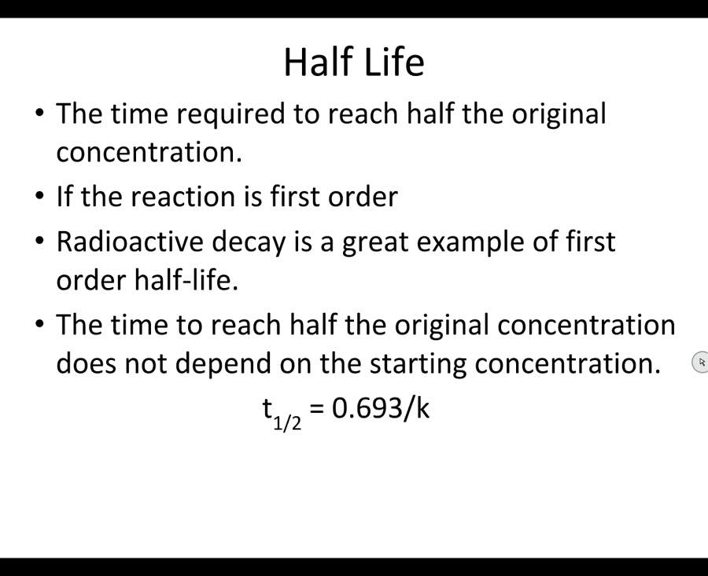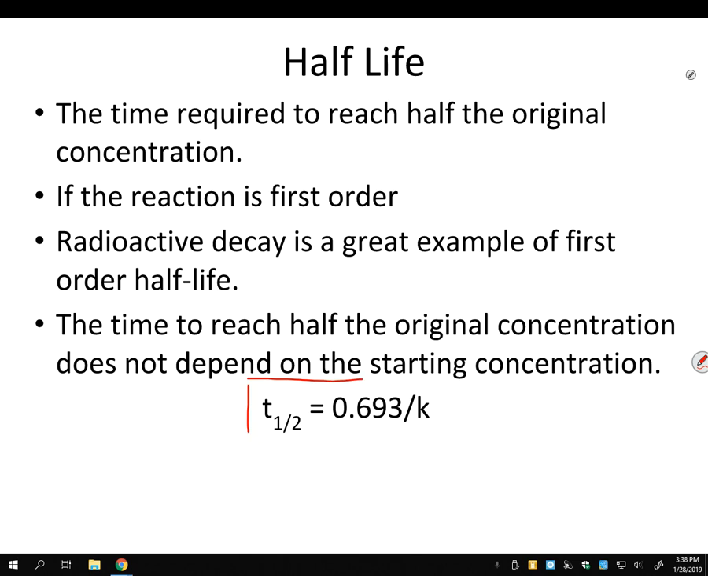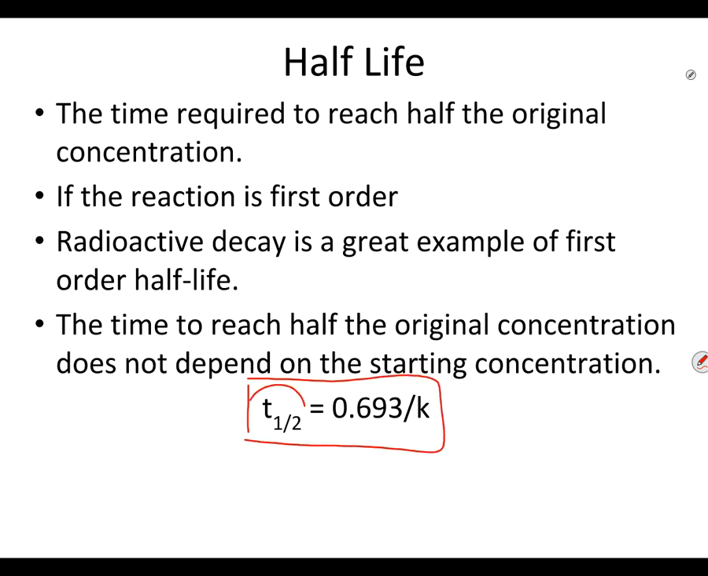The equation for this, and it is given to you on your reference tables, my half-life time, which is t1/2, is equal to 0.693 divided by k. So this becomes a really, really easy way to find k for a first order reaction if you're given the half-life. And we'll look at some problems where we have to use that.